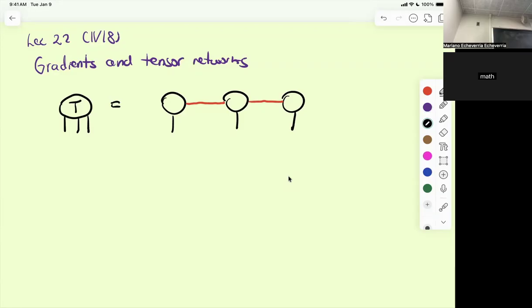I'll introduce some notation in a moment, but let me just check how everyone feels. Well, I'll call them F, G, H.